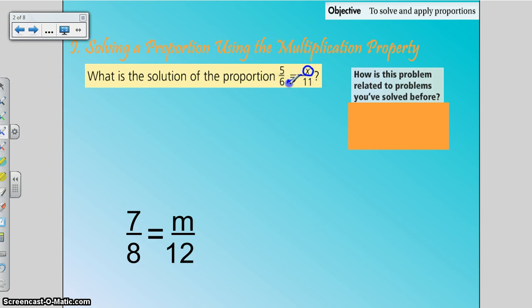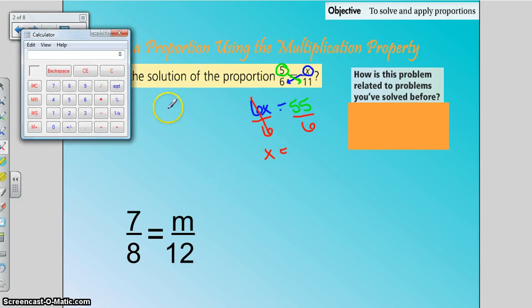Cross multiply. So you take x times 6, which we know is 6x. That equals, and we do the same thing on the other side, 5 times 11, which is 55. Again, I need to get that x alone. Since we're having 6 times x, divide both sides by that 6. 6 divided by 6 is 1. So I'm simply left with x. 55 divided by 6 is 9.16 repeating. So I would say it's 9.2.